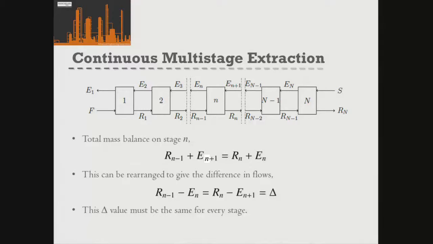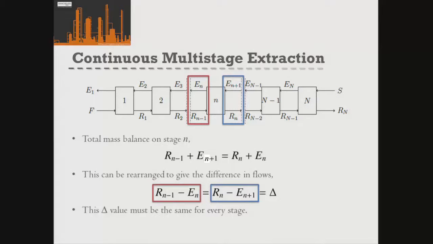With liquid-liquid extraction, a useful thing to then do is look at what's called the difference in flows. So we can actually rearrange our mass balance for our general stage N into the form of the difference of flows. So what we end up with is that essentially our left-hand side set of flows, our Rn minus 1 minus En, also equals the difference in flows on the right-hand side, so our Rn minus En plus 1. And then we can define that difference in flows as a point delta.